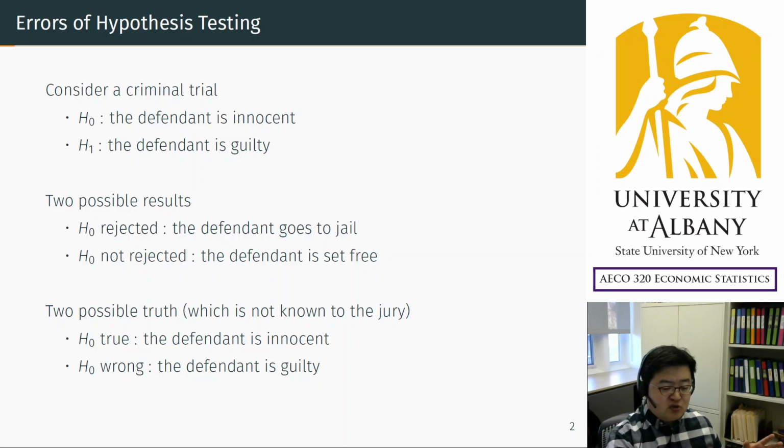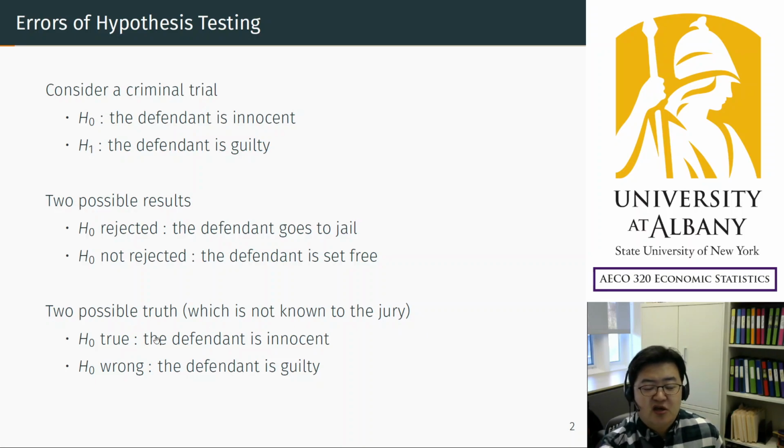But that's your decision, and the actual truth could be different from your decision. Of course, no one knows the truth. But let's imagine there are two possible truths: the defendant could be actually innocent or actually guilty. Depending on what the truth was, your decision could be wrong or right. That's the error. Of course, the error happens because the truth is unknown.